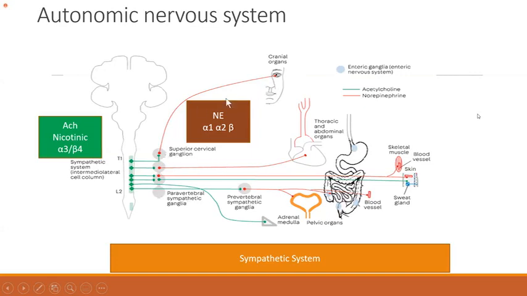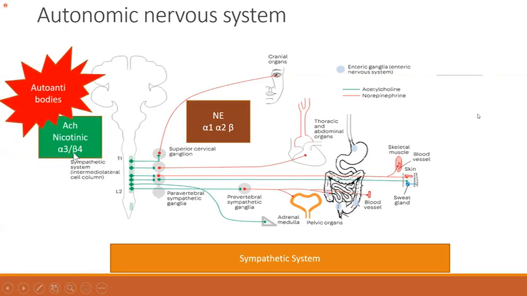Then through various nerves, they reach their destination, except the sympathetic nerve supply to the blood vessels of the intestine does not pass through the paravertebral sympathetic ganglia. It goes to the prevertebral sympathetic ganglia. The neurotransmitter in preganglionic fibers is acetylcholine, which acts on nicotinic receptors on these sympathetic ganglia with alpha 3 and beta 4 subunits, and antibodies against these nicotinic receptors lead to autoimmune autonomic neuropathy. And the neurotransmitter in postganglionic fibers is usually norepinephrine, which acts on alpha 1, alpha 2, and beta receptors.